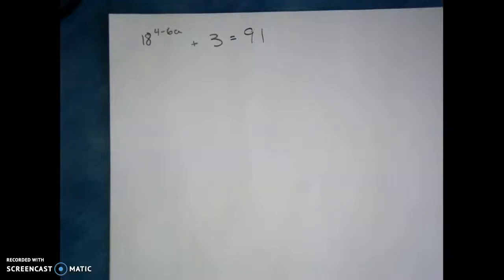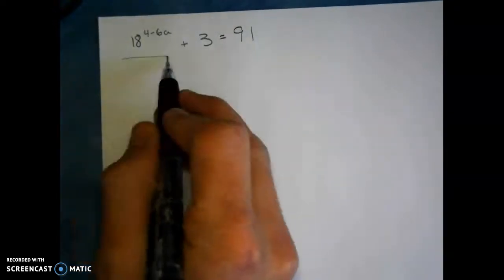Okay, to start this video, we're going to talk about this problem here. So we have 18 to the 4 minus 6a plus 3 is equal to 91. Okay, and the important thing we need to know is before we can use the log snail, we need to get the exponent by itself.